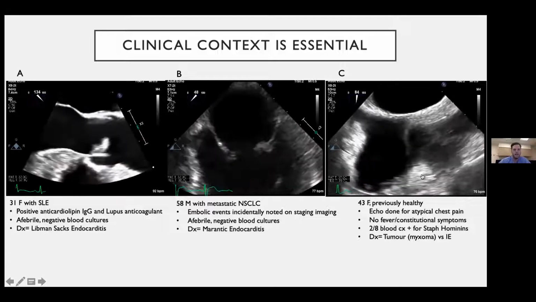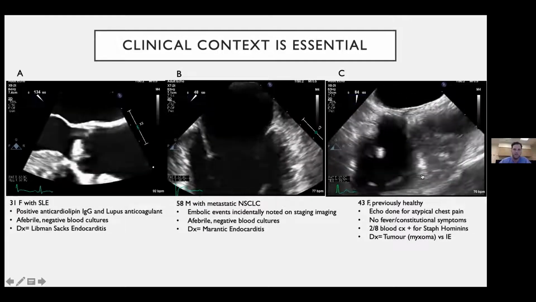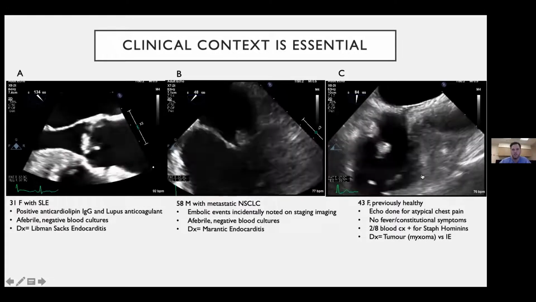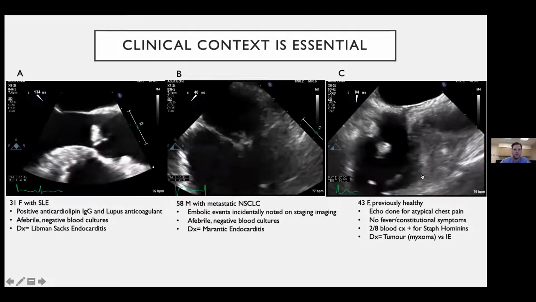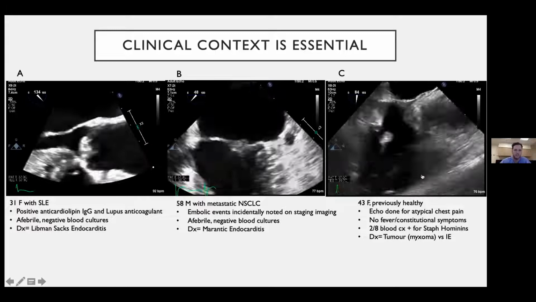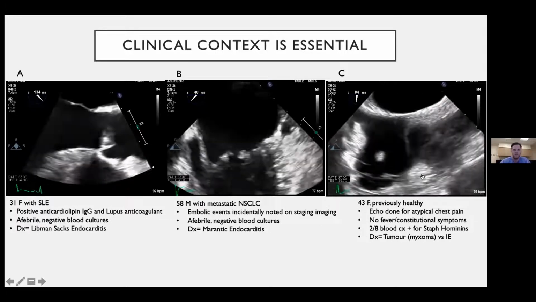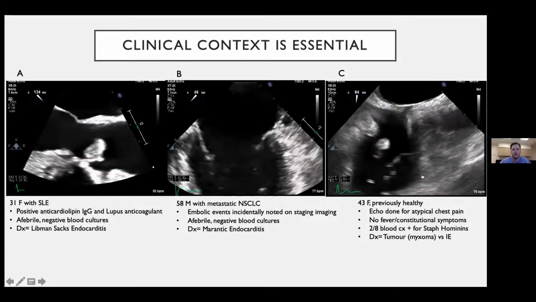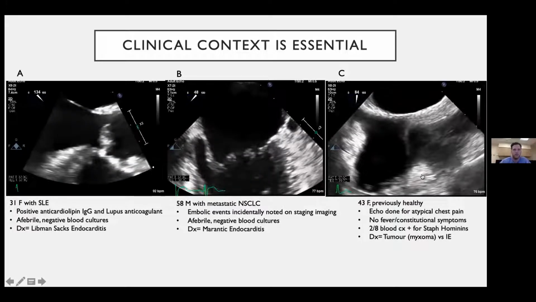So panel A is a TEE image of an aortic valve of a 31-year-old woman who had lupus and a positive APLA panel. So you see an irregular appearing broad-based mass adherent to the LVOT side of the aortic valve. And it actually lacks independent mobility here. So she was afebrile with negative blood cultures. And so suspicion of infection was actually quite low for her.